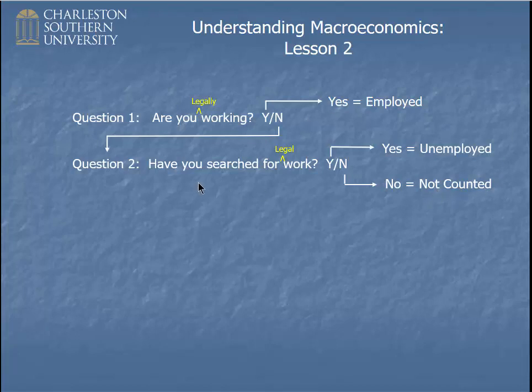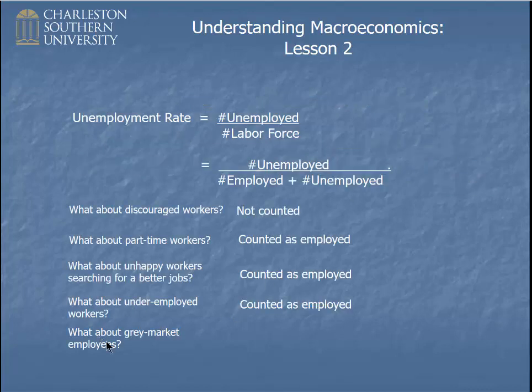On the other hand, maybe they're repairing cars or something, but they would really like to get a legal job, maybe with benefits and so forth. And so then they might answer, yes, I am looking for legal work, but I haven't found any, in which case they would be counted as unemployed. So, what about these gray market employees? Depending on how they answer, they might be counted as unemployed if they're actually looking for legal work, or they might be not counted at all.